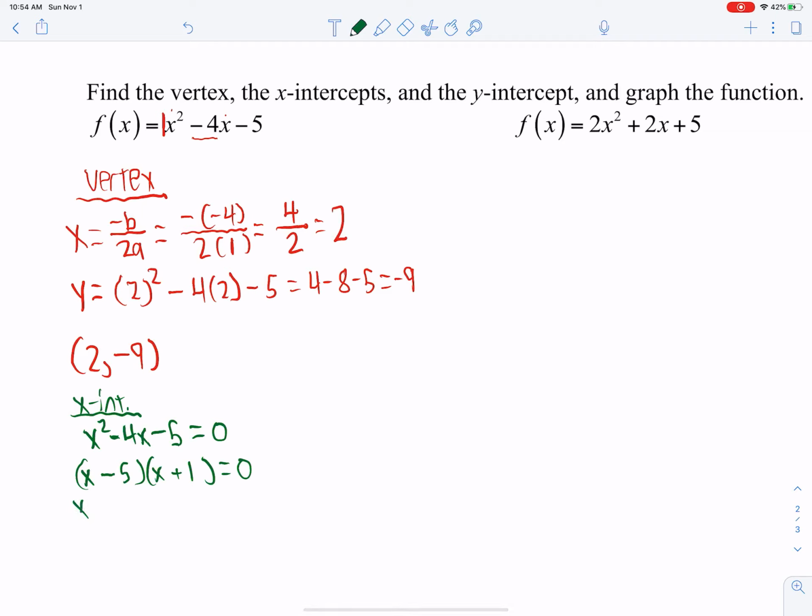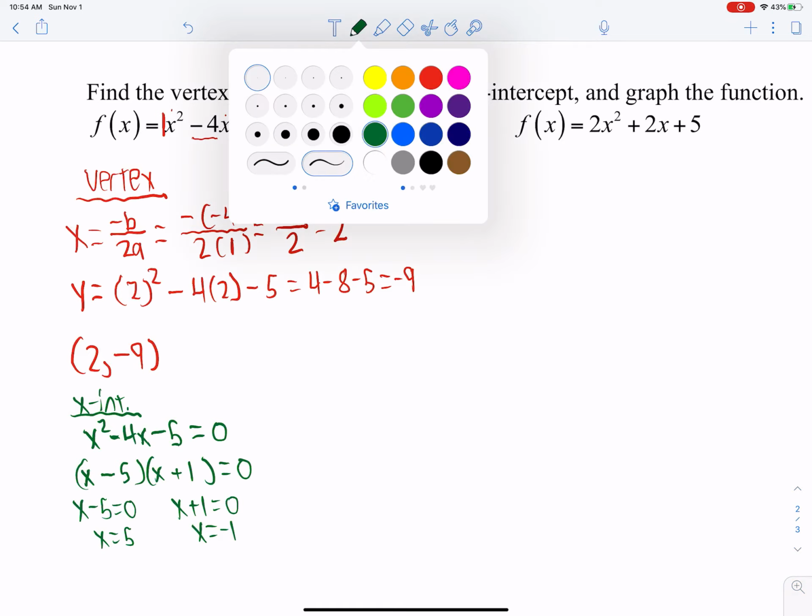And then to finish it, you set each one of those factors equal to 0. x minus 5 equals 0. x plus 1 equals 0. You end up with x equals 5 and x equals -1. So that tells us the x-intercepts, remember, are the points where the graph crosses the x-axis. So this graph is going to cross the x-axis at +5 and at -1.